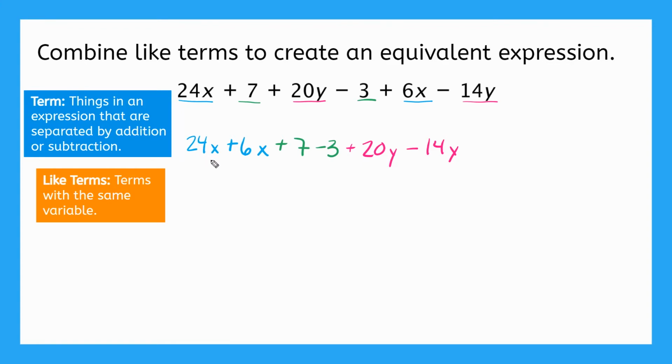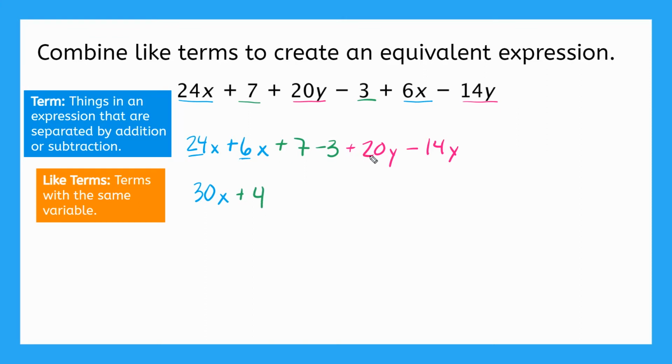So if I have 24 x's and then I get 6 more x's, how many do I have? Yeah, I'll have 30x. I can also think about combining my coefficients here. 24 plus 6, that gives me 30. Then I have my variable x. And now I have 7 minus 3, so that will just give me plus 4.